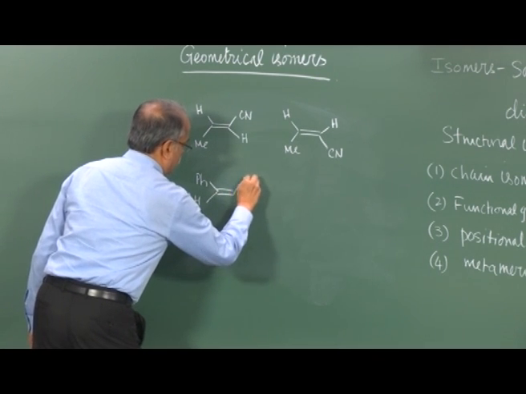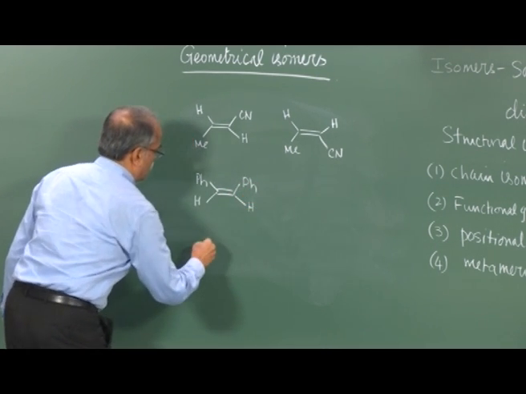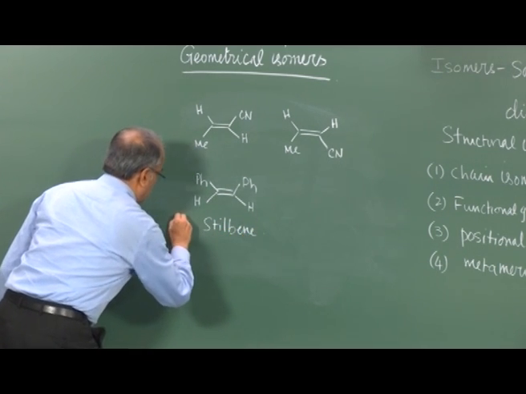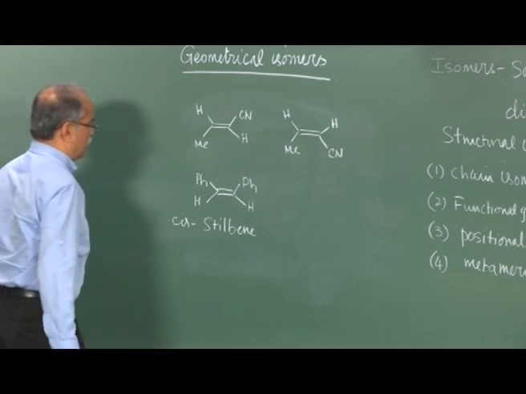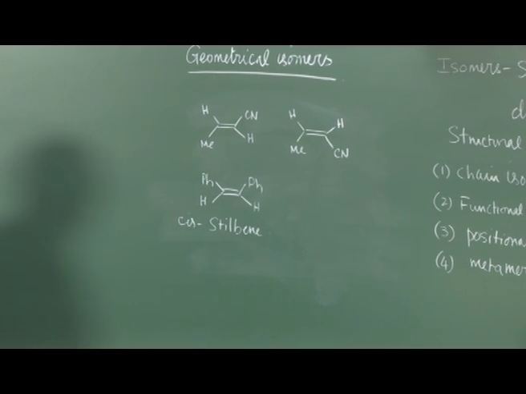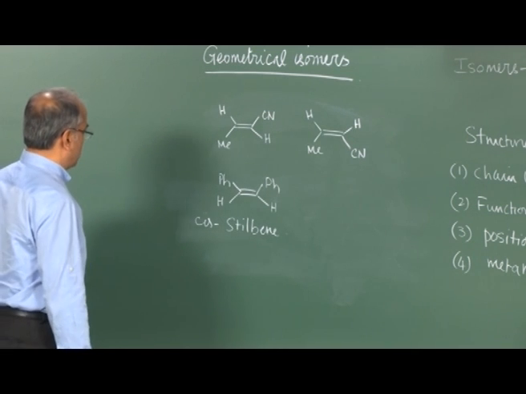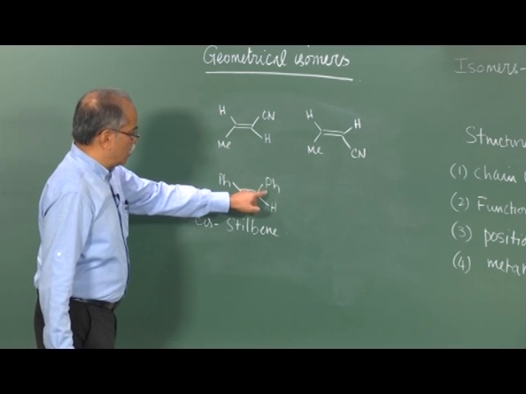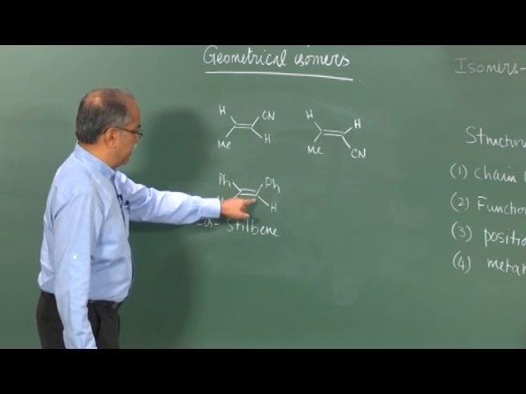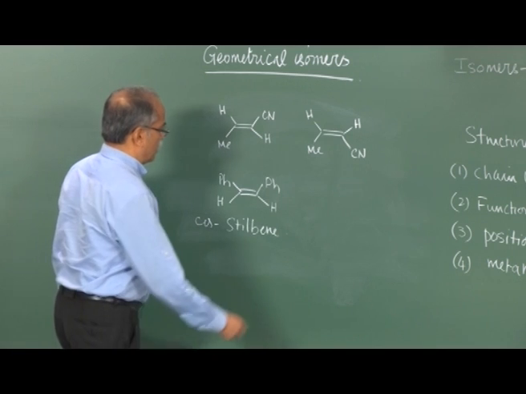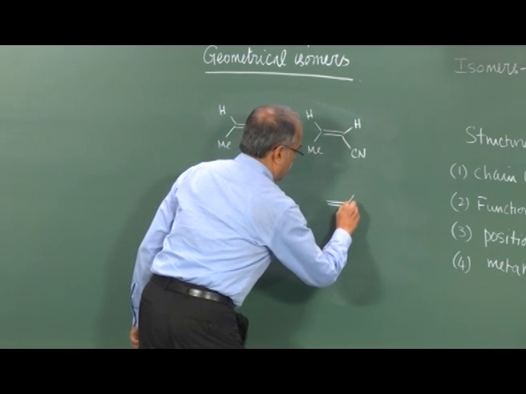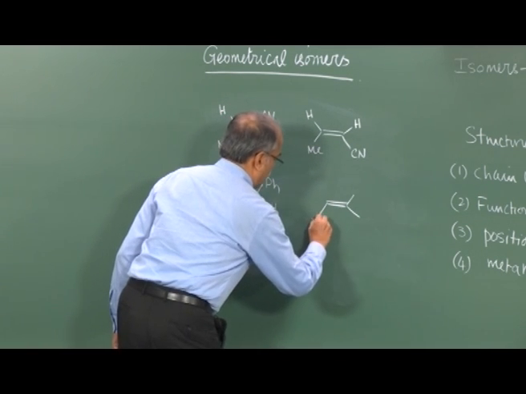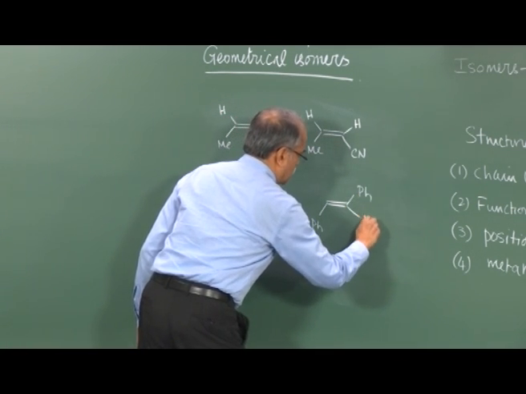This is the cis isomer of stilbene. Stilbene is a colloquial or non-systematic name. If you had to write the systematic name, 1,2-diphenylethene is the name of this particular compound. The trivial name is stilbene in this particular case. One can also have the trans stilbene, which is this particular molecule.